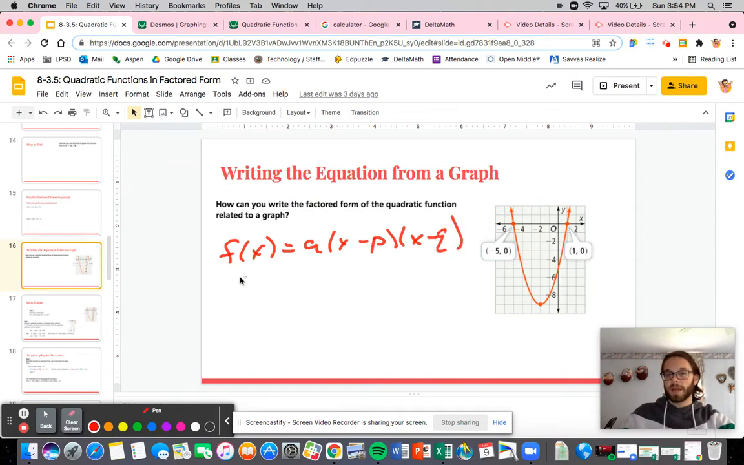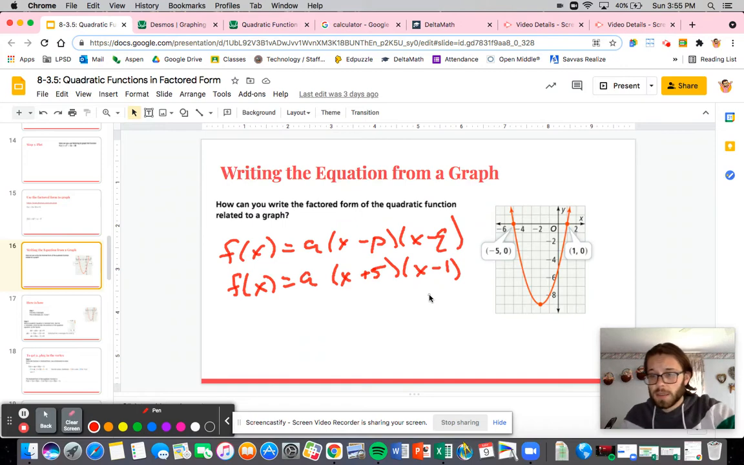Now, P and Q don't matter in terms of order. So if I use the -5 as P and the 1 as Q, it's the same thing as if I use the 1 as P and the -5 as Q. So it doesn't make a difference. If I plug that in, that's going to be x plus 5, x minus 1. Again, order will not matter. Now, you pretty much are done.